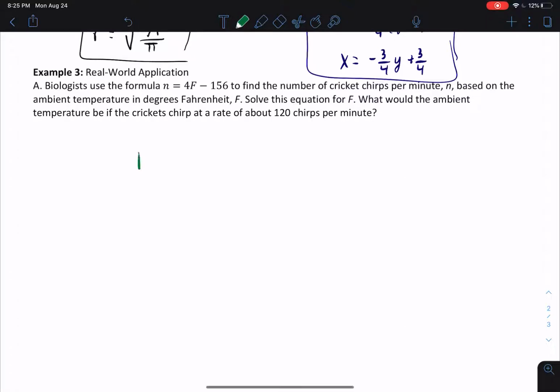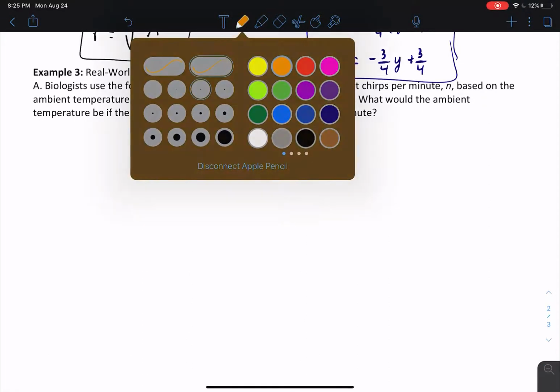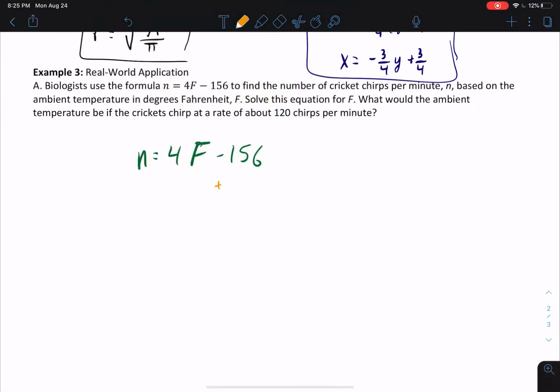All right, so we had N equals 4F, capital F, minus 156. We want to solve this for F. So the first thing I'm going to do is add 156 to both sides. So I have N plus 156 equals 4 times capital F.